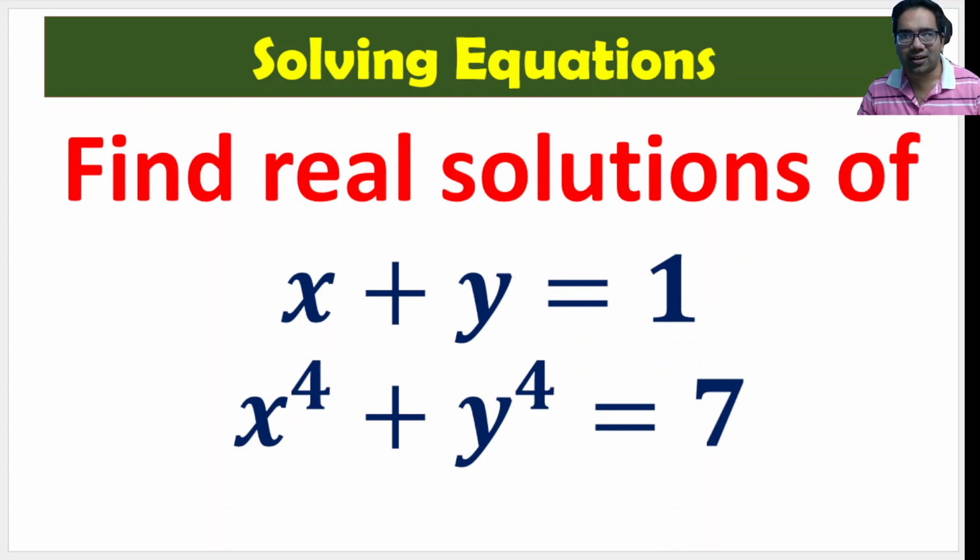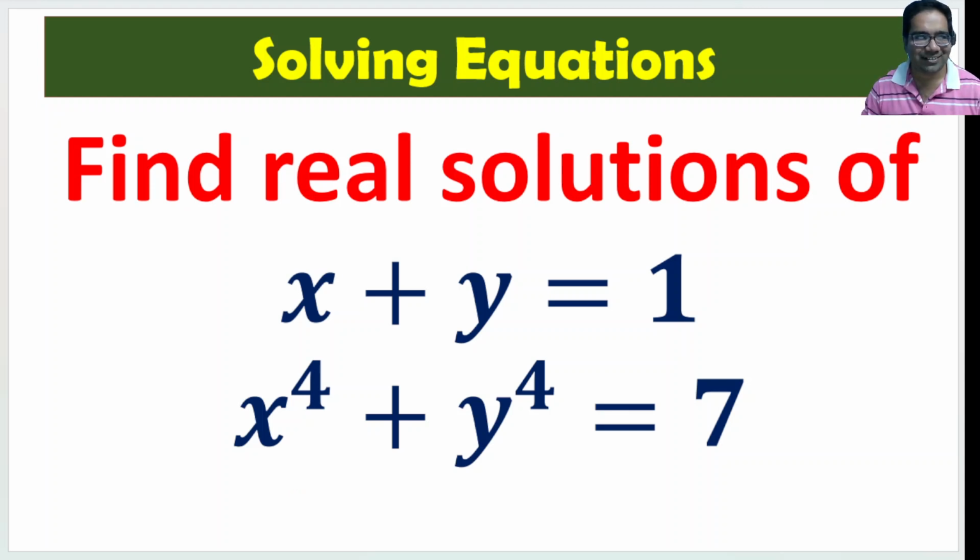Power 4, we can write it as (x square plus y square) whole square minus 2x square y square. So x power 4 plus y power 4 can be written in terms of x square plus y square and x square y square also. Similarly, x plus y we can square and get x square plus y square and xy. Let us use that and bring both of them into x squares, and then try to substitute one in another to simplify this equation.